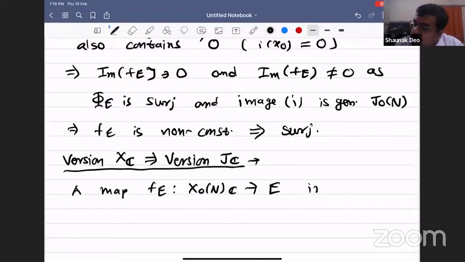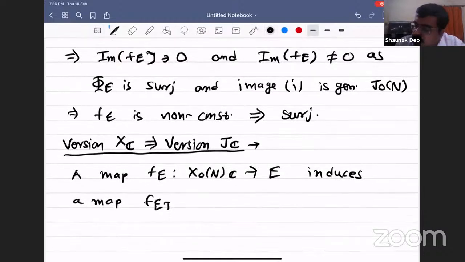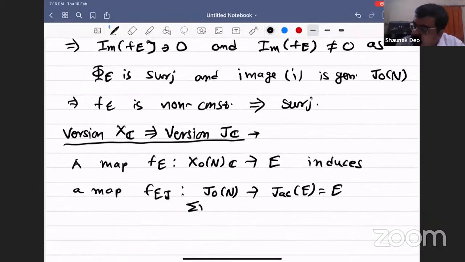So this basically induces a map between Jacobians, which you call F_EJ. Whenever you have a map between two curves, you get a map between Jacobians very easily. So this is J0 of n, and the Jacobian of E is actually just E. This map is simple to describe. An element looks like summation n_x x, and it goes to summation n_x F_E of x.